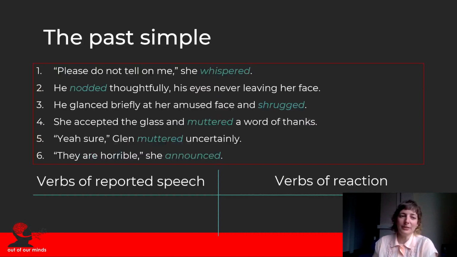Let's do the same exercise, and this time we use the 2 categories, verbs of reported speech and verbs of reaction. And we have 6 new sentences. "Please do not tell on me," she whispered. He nodded thoughtfully, his eyes never leaving her face. He glanced briefly at her bemused face and shrugged. She accepted the glass and muttered a word of thanks. "Yeah, sure," Glenn muttered uncertainly. "They are horrible," she announced. Alright, so now please pause the video and do this exercise.